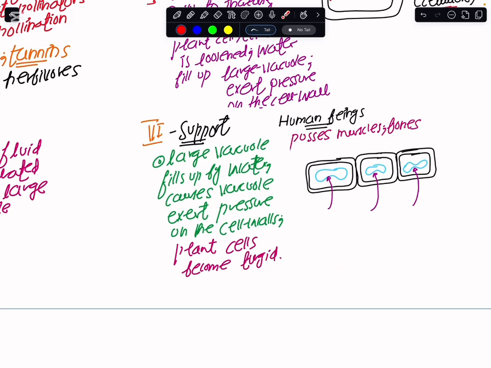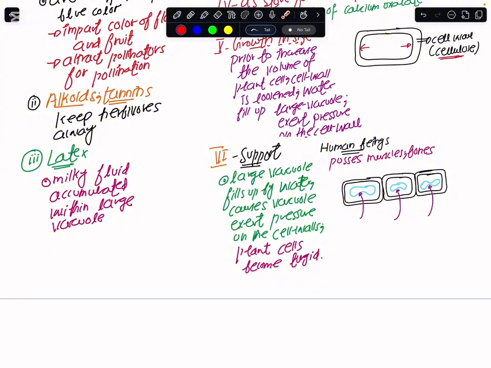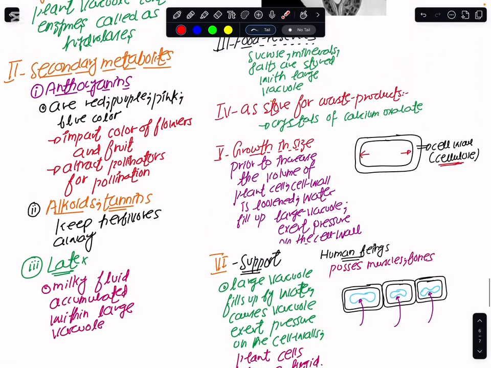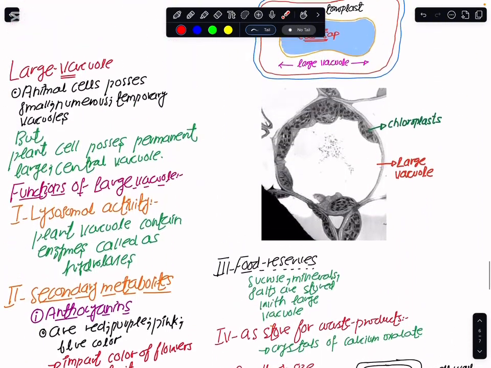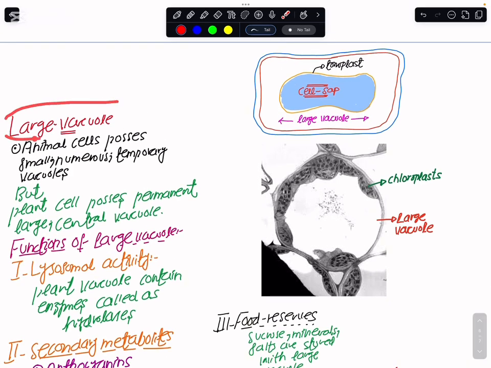So for the plants, what we see is that when water is accumulated in the large vacuole, the large vacuole exerts pressure on the cell wall. The cell wall exerts an opposing pressure, and as a result, the plant cell becomes a little swollen, and we say that it has become turgid. Now think of multiple plant cells getting turgid or swollen up. Overall, they would provide support to the plant. So this is how the large vacuole plays an important role in the plant cells. And I have tried to cover each and every aspect that you need to remember in context of the large vacuole in plant cells.